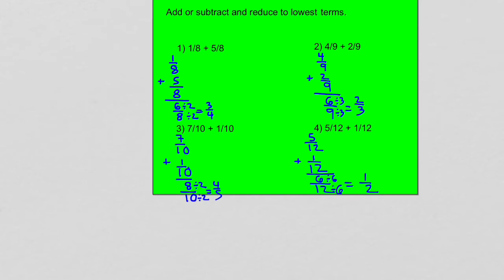And then subtracting. Subtracting is the exact same thing, except you subtract the numerators. So in this one, number 5, 11/12 subtract 7 over 12.